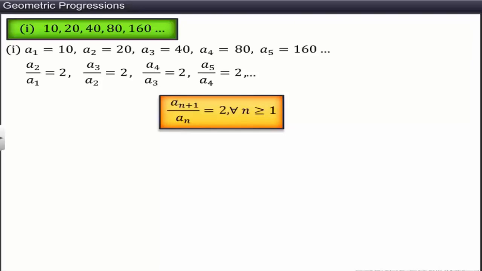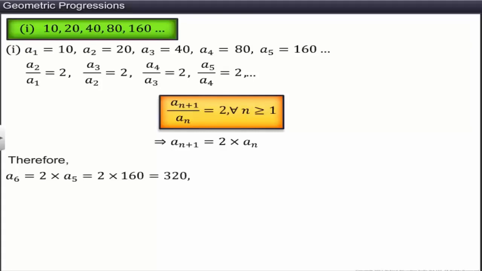It implies that n plus 1th term can be obtained by multiplying the nth term with the constant 2. Therefore, the 6th term is 2 into the 5th term, which is equal to 320. The 7th term is 640. We can find the other terms in a similar fashion.